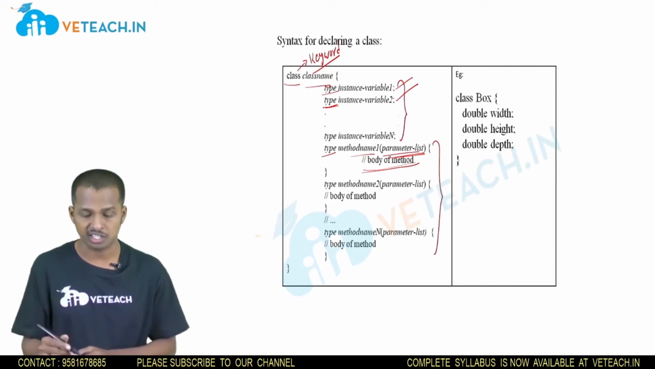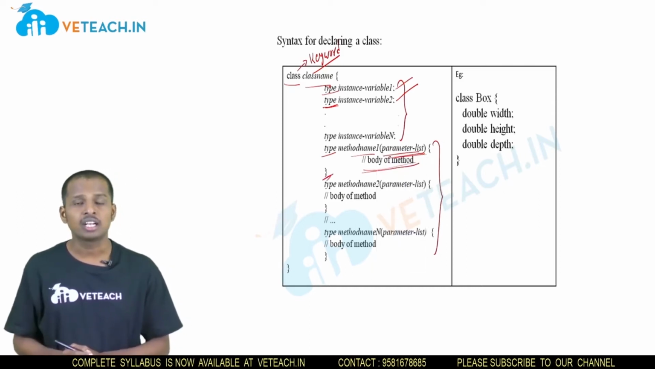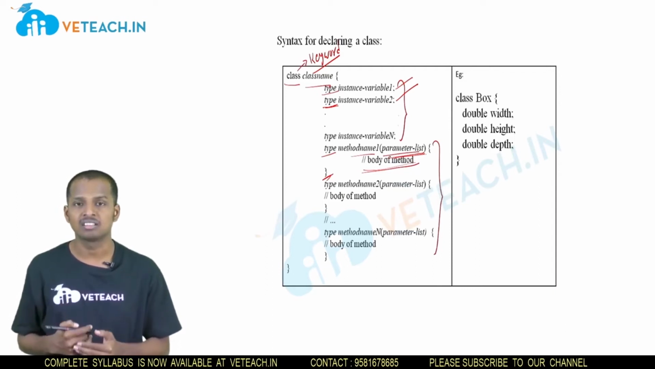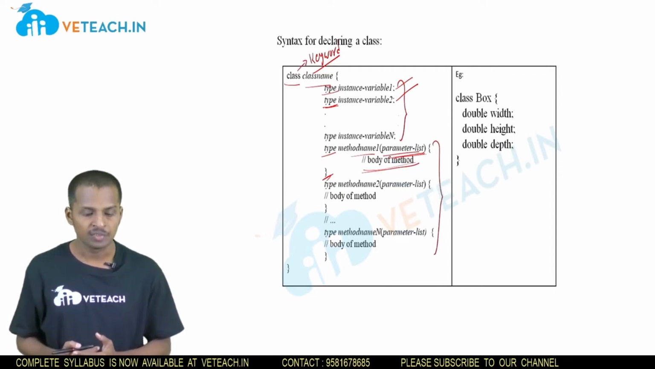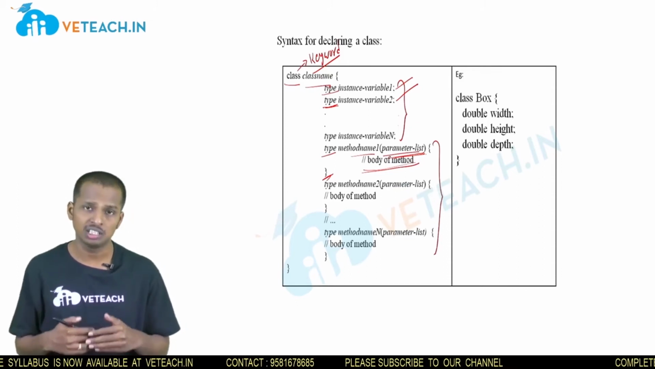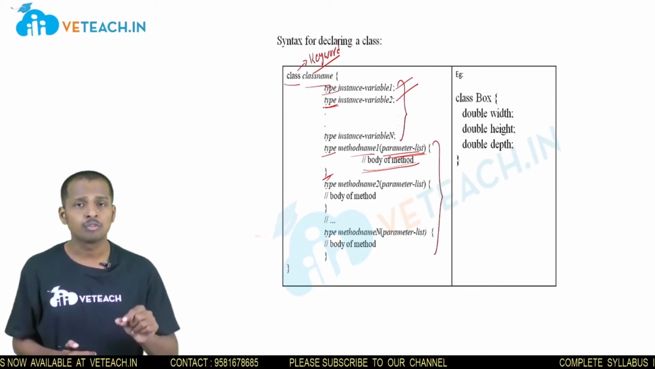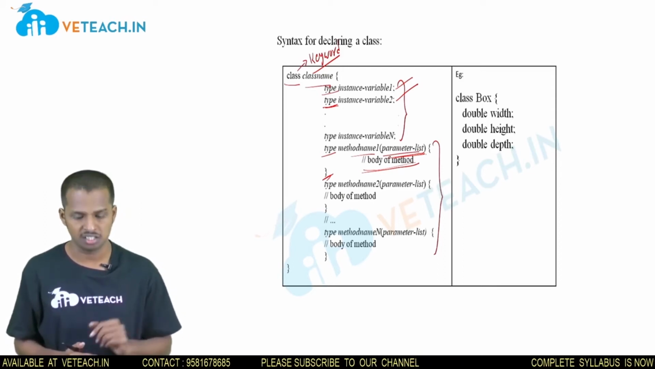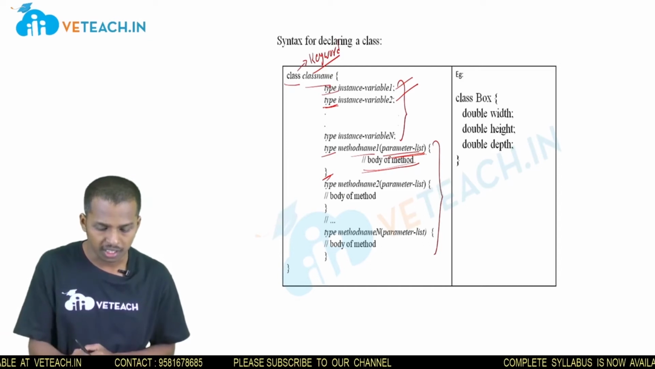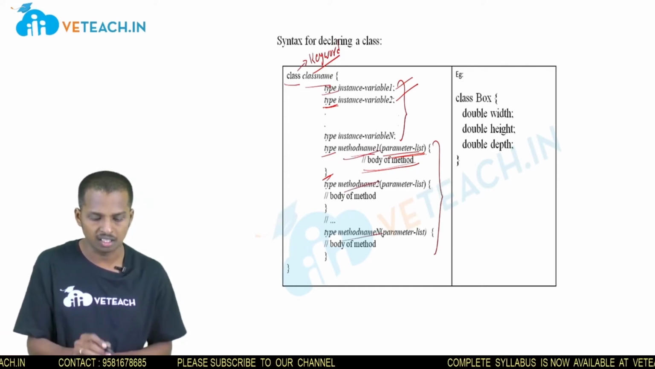It's a collection of instructions. That's why we enclose them between braces. In this way, you can write any number of methods according to your program. According to your requirement, you can write any number of methods, or it is not even mandatory to write methods in your program, or if you want to write only one method, you can write it. So in this way, you can write any number of methods. Type method name 1, type method name 2, type method name n.